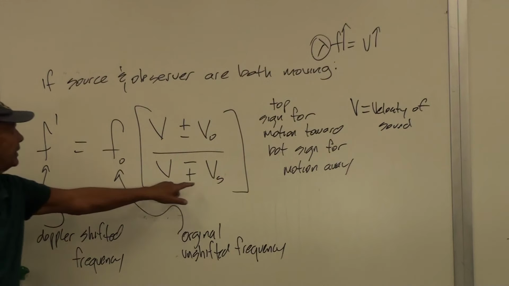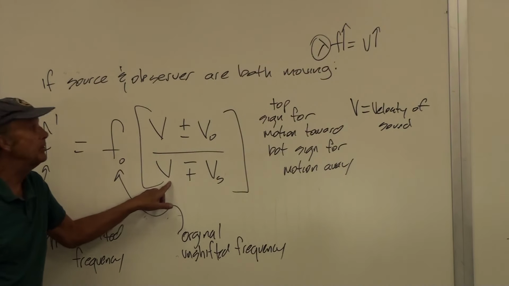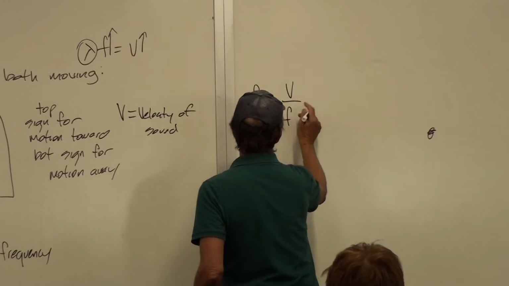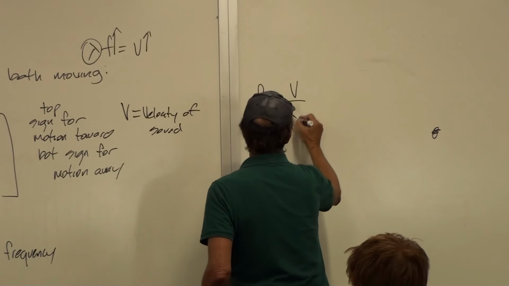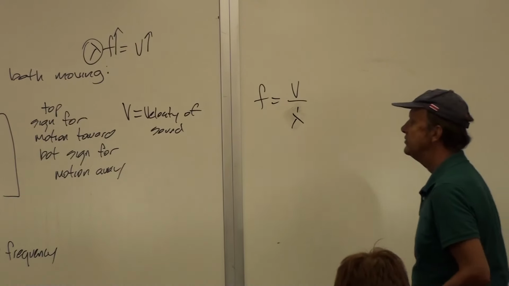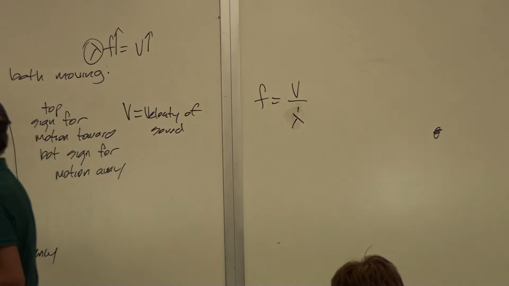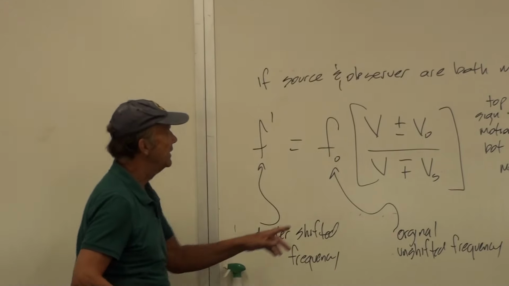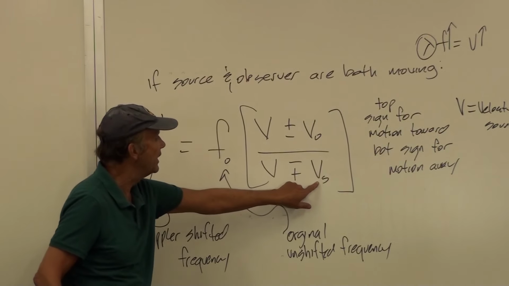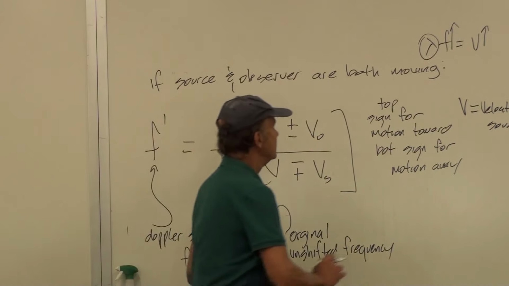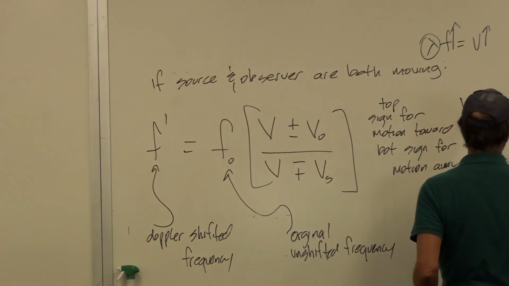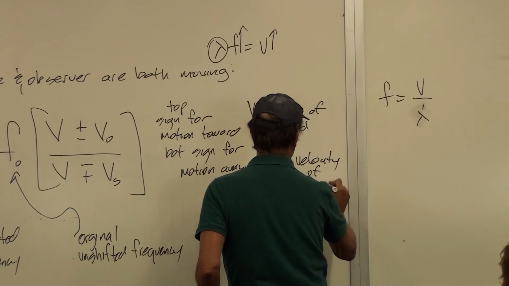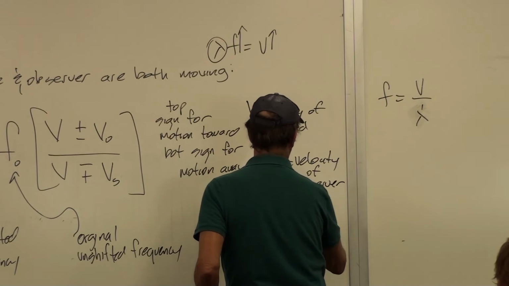Now the denominator expression has to do with the moving source. Remember, in the moving source, it was the frequency equals the velocity, which stays constant, divided by the change in the wavelength. And that change in the wavelength had to do with how far the object can move in a certain amount of time. And so this denominator effect then involves the velocity of the source. So VO is the velocity of the observer. And VS is the velocity of the source.